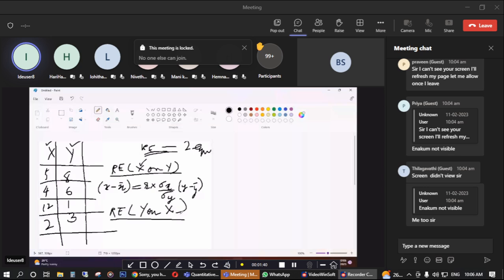Next, regression equation of y on x. How do we find this? It is starting with y. So what you need to do: y minus y bar, close the bracket, is equal to r into, since it is starting with y, sigma y divided by sigma x into x minus x bar. Understood?